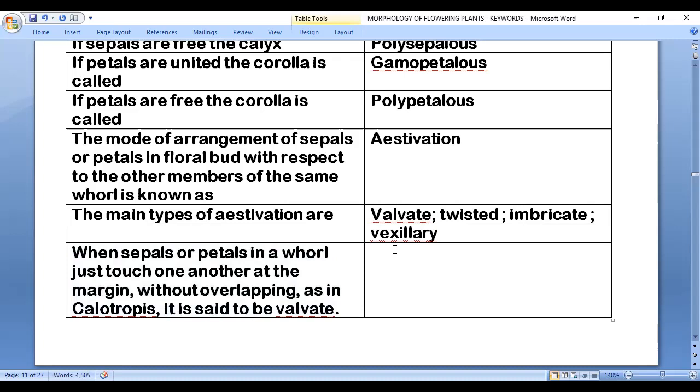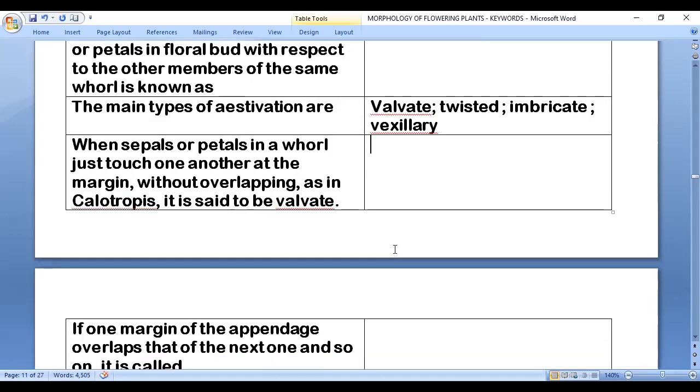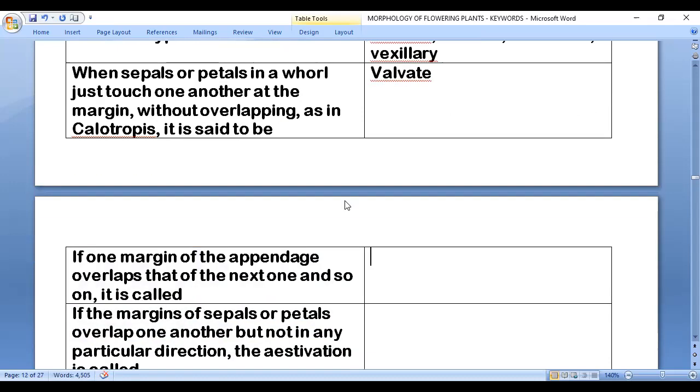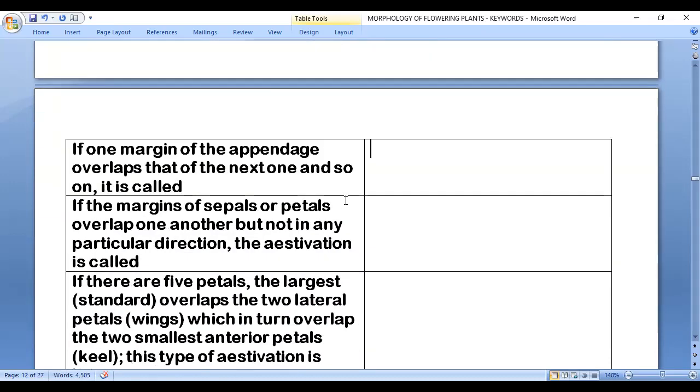When sepals or petals in a whorl just touch one another at the margin without overlapping, as in Calotropis, it is said to be valvate. If one margin of the appendage overlaps the next one, and so on, it is called twisted.